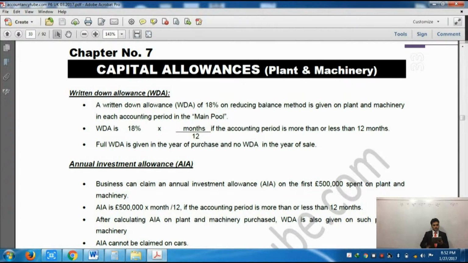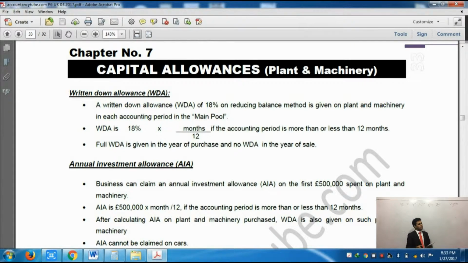So here you go. It says capital allowances. The first one is writing down allowance. What is writing down allowance? I have made different sections here on the board. My screen will be a little smaller, so you might not be able to see them now, but if you rewind the video, you can see at the start that there are different sections. I have already made the sections.